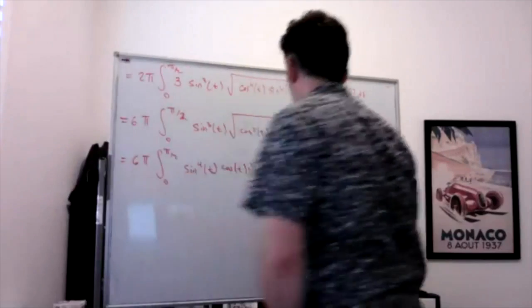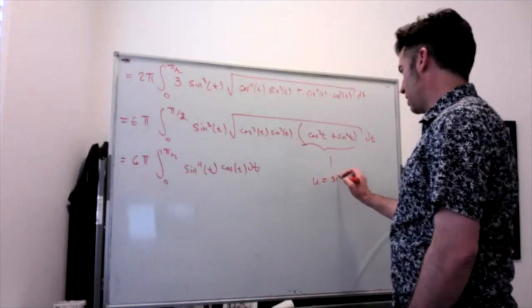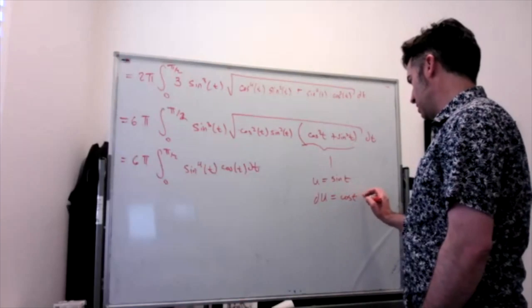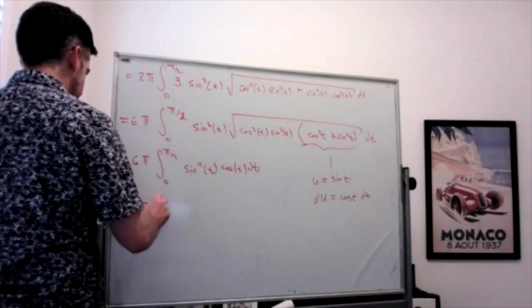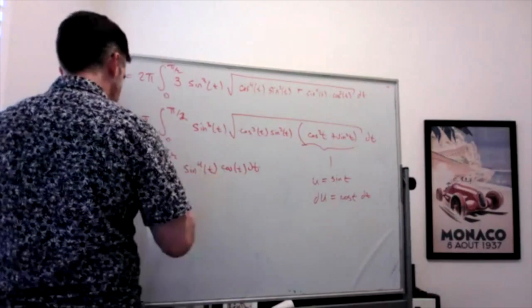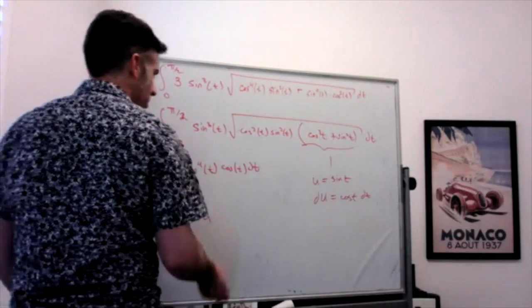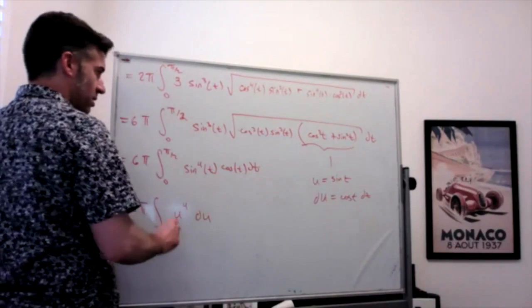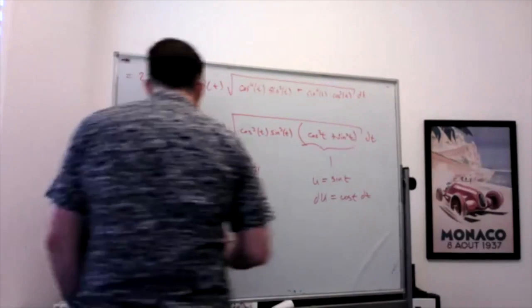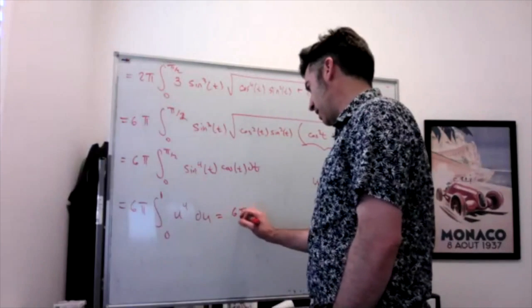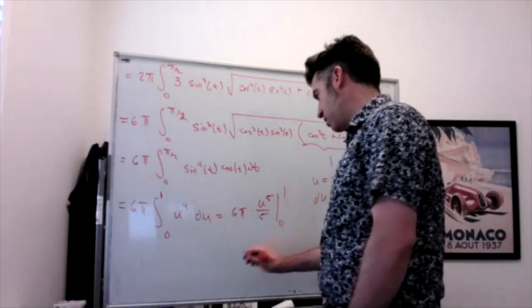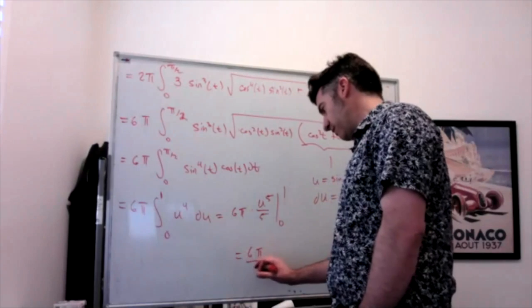We would let u equal sine, du would be cosine of t dt. So this would become 6 pi times the integral of u to the 4th du. If u is sine, sine of 0 is 0, sine of pi over 2 is 1. So we end up with 6 pi times u to the 5th over 5 from 0 to 1, which is going to be 6 pi times 1/5.